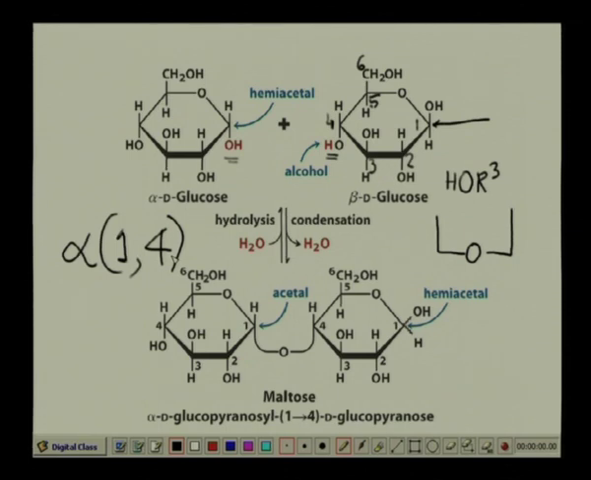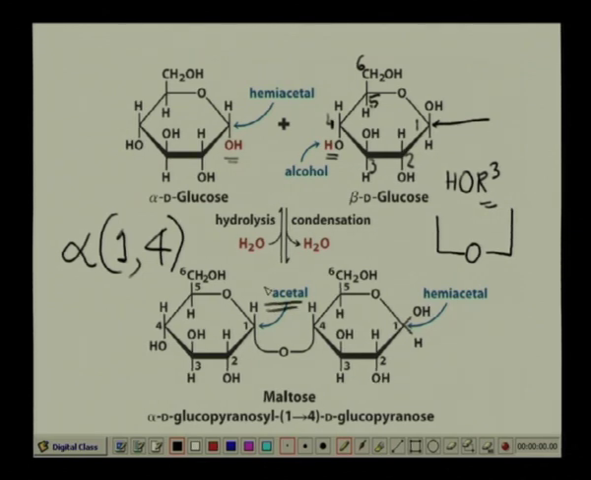This is the actual nomenclature, where you have alpha-D-glucopyranosyl 1,4-D-glucopyranose. What has now formed? It has formed an acetal. This is the R3 moiety, remember? This is our R3 part, this is the OH part. It has now formed an acetal.